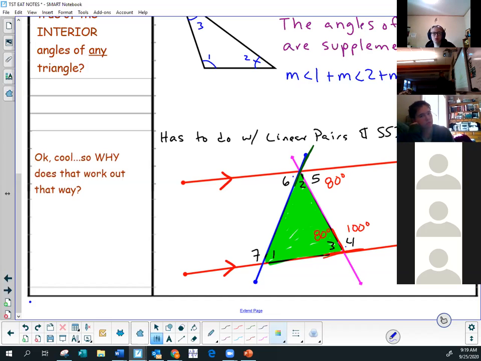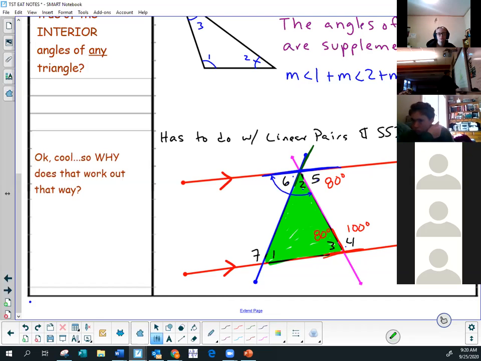Let me offer a thought for you. What if I went all the way from here to here? Do we know that value? No. Yes. 100. We do. Can someone explain why it has to be 100? Because 80 and angles 6 and 2 together, or angles 5, 2, and 6 are a linear pair, which means that all of them together are supplementary. So 6 and 2 have to add together to make.